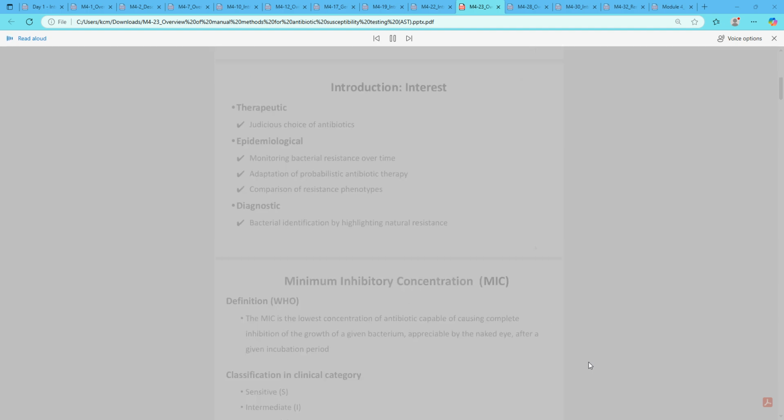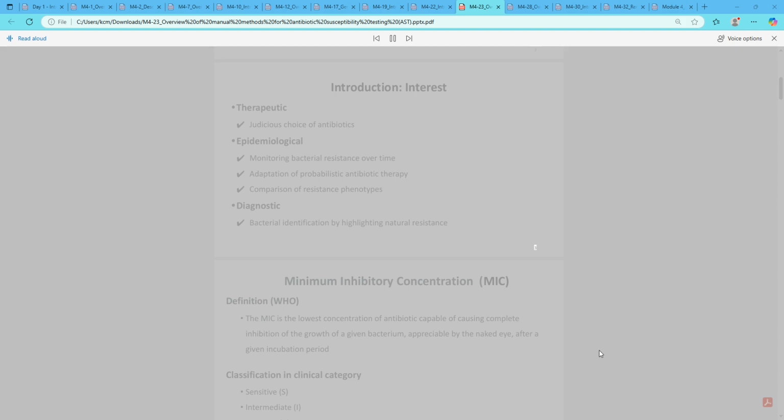Uses. Therapeutic: judicious choice of antibiotics. Epidemiological: monitoring bacterial resistance over time, adaptation of probabilistic antibiotic therapy, comparison of resistance phenotypes. Diagnostic: bacterial identification by highlighting natural resistance.